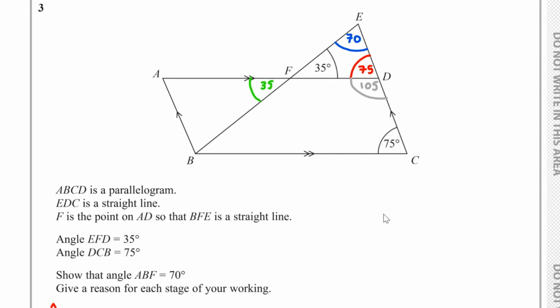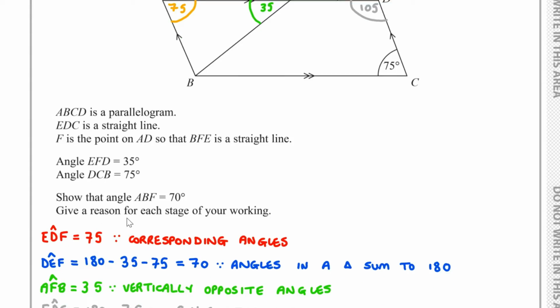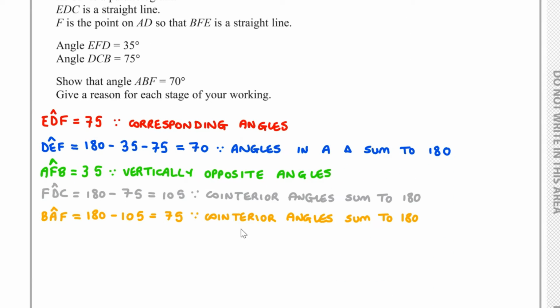And this angle here is equal to 180 take away the 105, which is 75, again for the same reason. Co-interior angles sum to 180. So let's just write that down. So BAF is equal to 180 take away 105, which is 75, and that's because co-interior angles sum to 180 degrees.